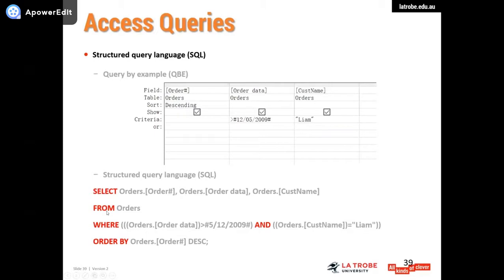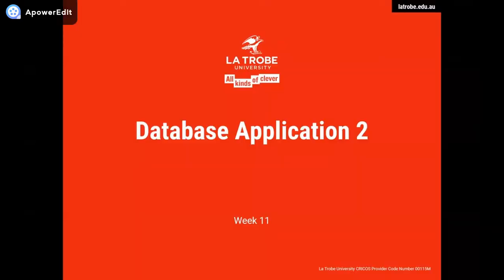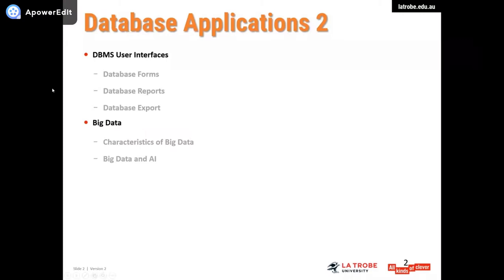Then is the database application 2. Same as before, I will directly jump to the important parts. If some part I didn't mention, it means that you can quickly go through that or just skip that. For the database form, you don't need to go into details because you already used Access to generate the forms. Here you just need to understand why we should use forms. For the exam, you don't need to go into details.